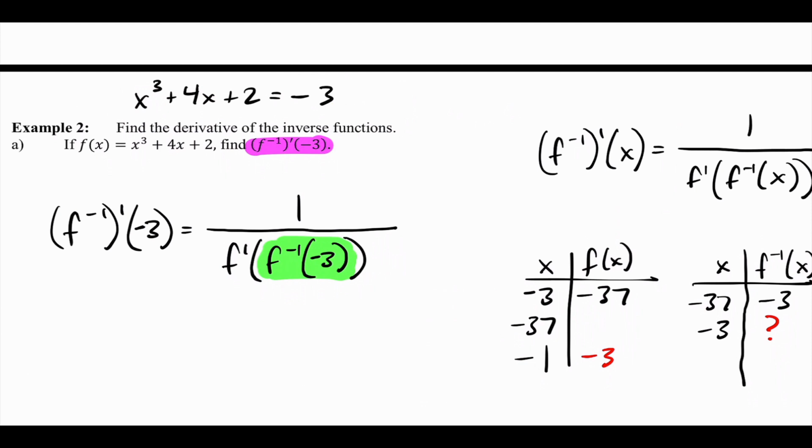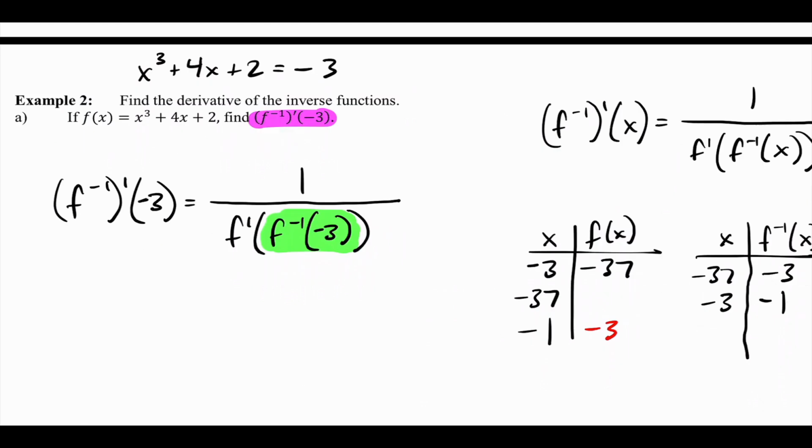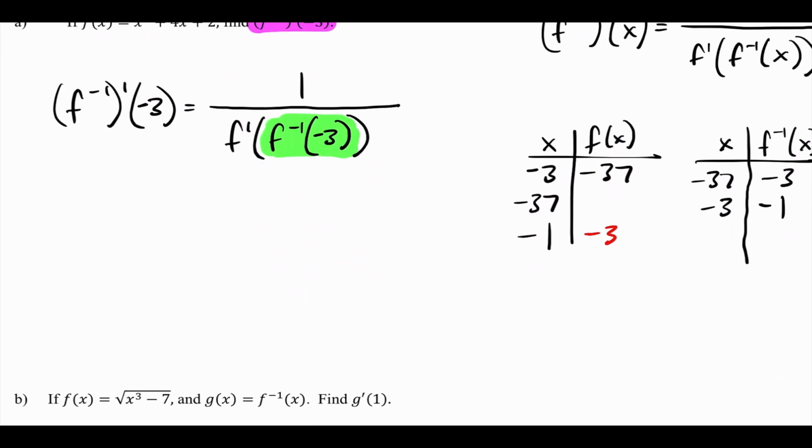So doesn't that mean that this point right here is going to be on the inverse? -3, -1. So now can I answer the question? What is this green guy going to equal? -1, yeah. So when I plug in -3 to the inverse, I'm going to get -1. So what I'm going to do is I'm going to change that. And that green guy is no longer going to be there. What is going to be there is -1. So f prime -1.